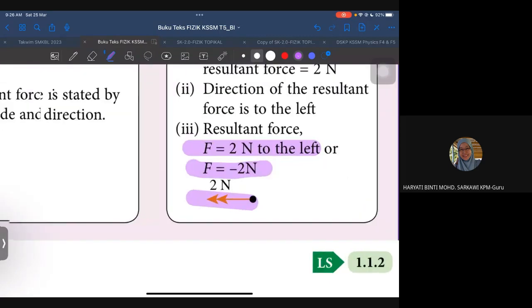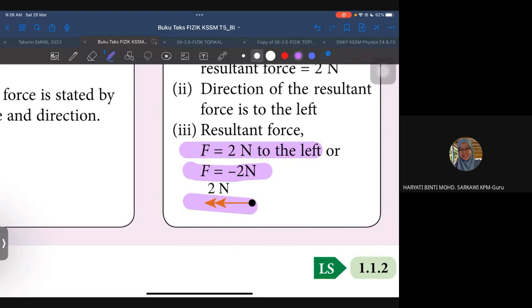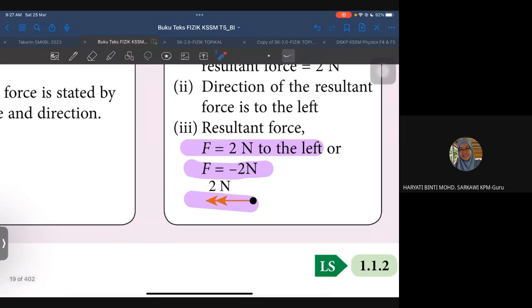So it means that there are three ways to write the resultant force. It can be like this, it can be using a negative sign, or it can be using an arrow. And when we use an arrow like this, for the length we normally use a scale. Let's say 1 cm equals 1 Newton. So if the length here is 2 cm, it means 2 Newton, direction to the left. Clear?